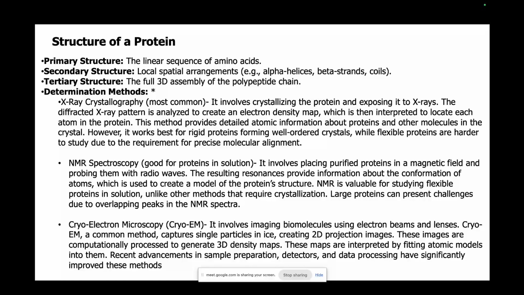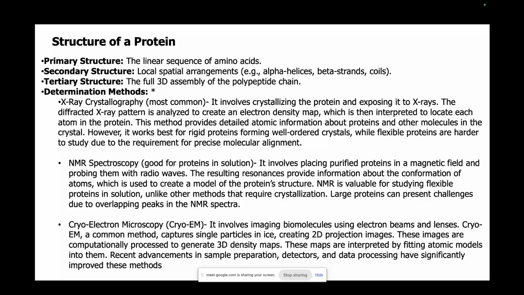Depending on the pattern of the diffraction of these X-rays around the crystal, you can mathematically determine what the structure is going to be. So the diffracted X-ray pattern is analyzed to create an electron density map, which is then interpreted to locate the atoms in the molecule or in the protein.